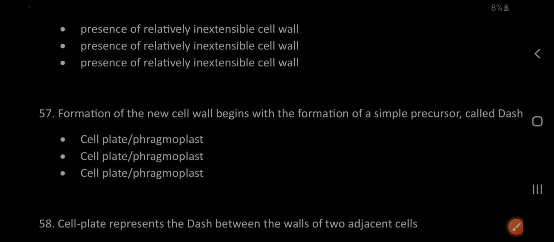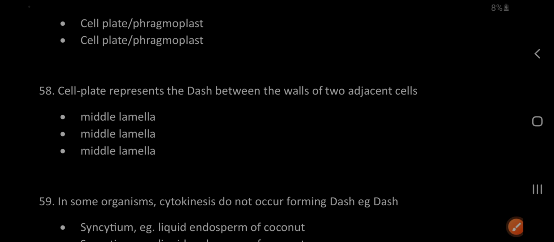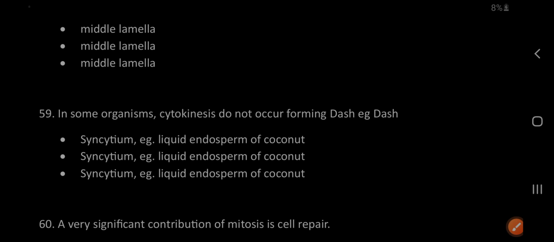Formation of the new cell wall begins with the formation of a simple precursor called the cell plate or phragmoplast. Cell plate represents the middle lamella between the walls of two adjacent cells. In some organisms, cytokinesis does not occur, forming a syncytium, for example the liquid endosperm of coconut.